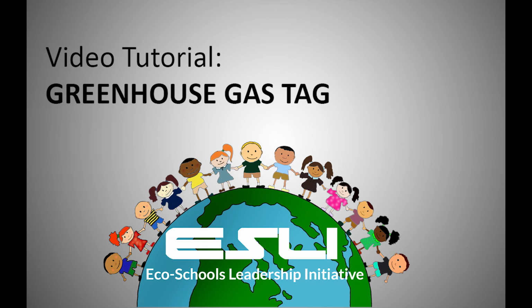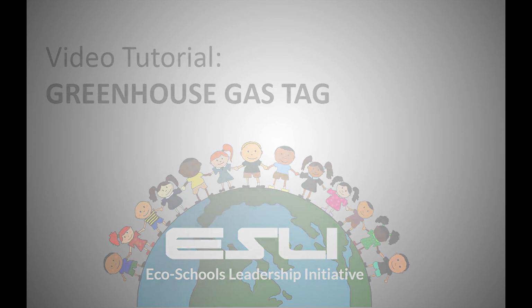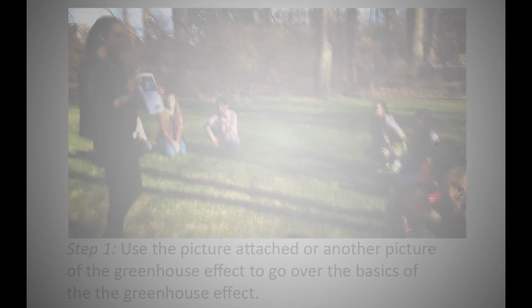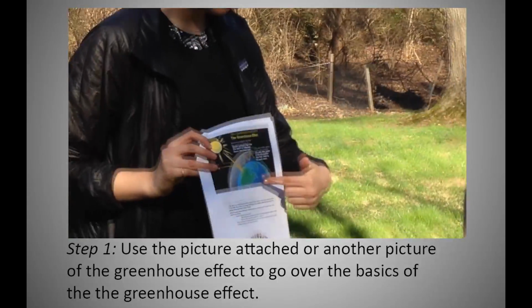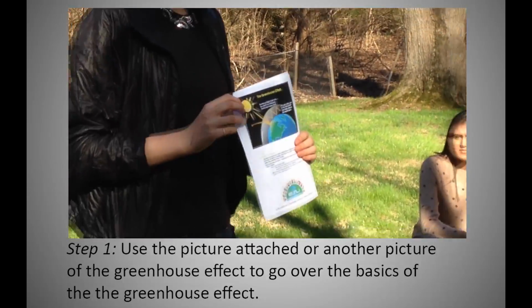The objectives of the game are for kids to understand the science behind a warming climate and the solutions they have to help make a change. Step 1. Use the picture attached or another picture of the greenhouse effect to go over the basics of the greenhouse effect.